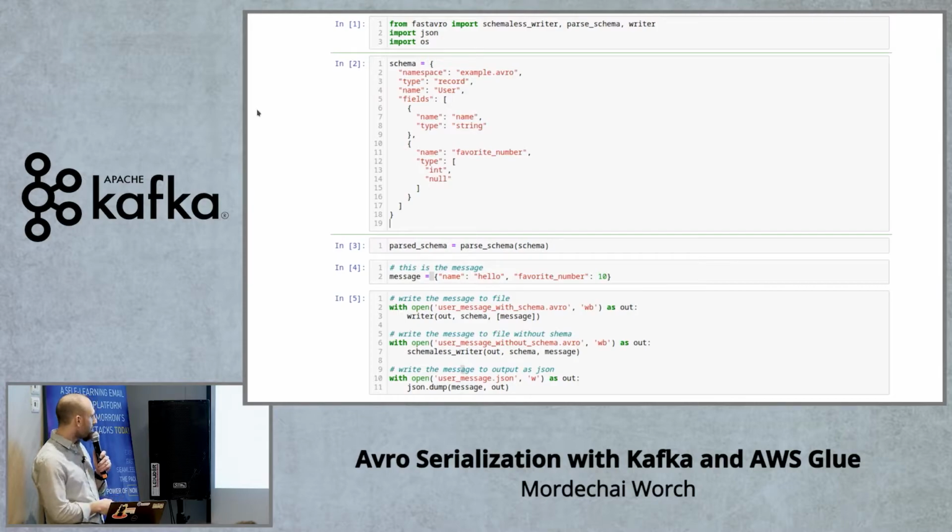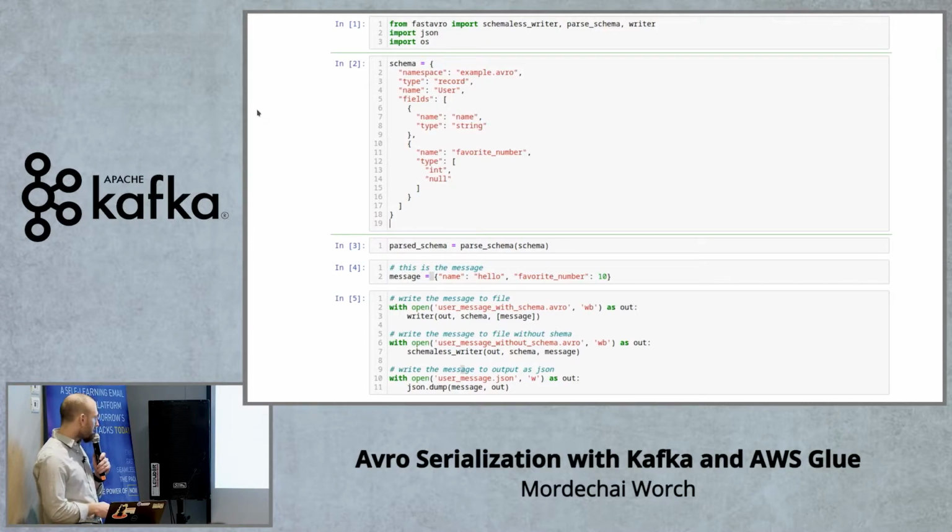Here we define the schema. In this schema, we have a user. Our user has a name and has a favorite number, which is an integer, or well, it's optional. So how do we use it? We parse the schema using this parse schema function, so it converts it into this native object, which we can use for serialization.